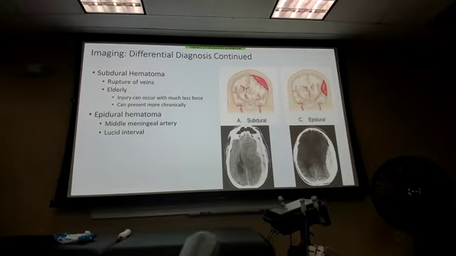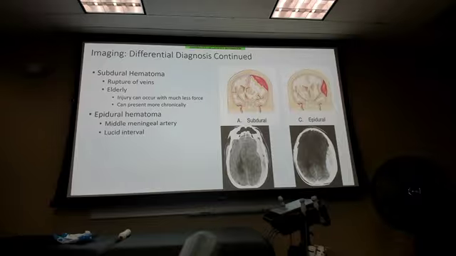Okay, going through the differential again for subdural versus epidural. Okay, subdural is rupture of the veins, more so in the elderly, and can occur with much less force. Can be acute on chronic and/or chronic subdural. Okay, so if you look at a CT, you may have somebody who's got some old blood in a subdural hematoma from multiple falls, multiple hitting their heads. They may have new bleeding within an old subdural. So you'll be able to tell with those Hounsfield units whether or not it's acute or chronic.